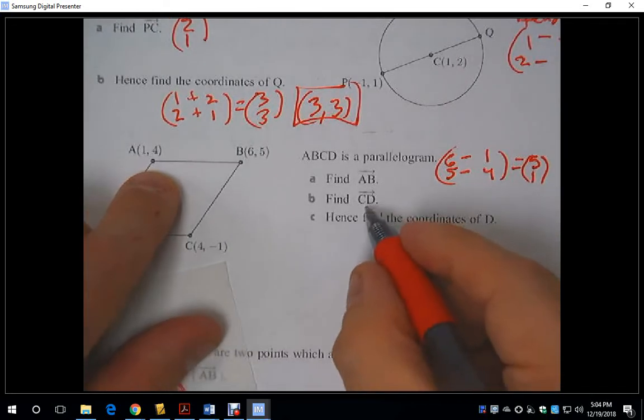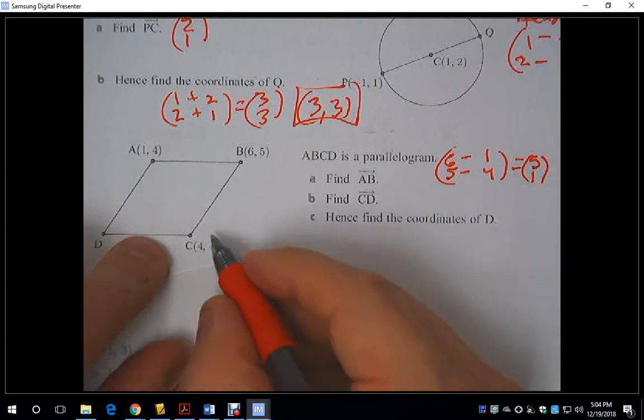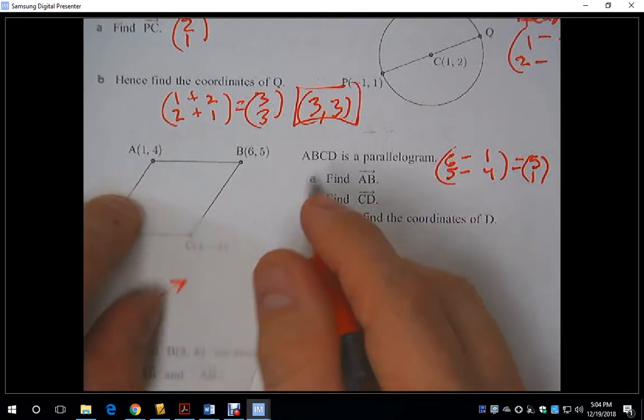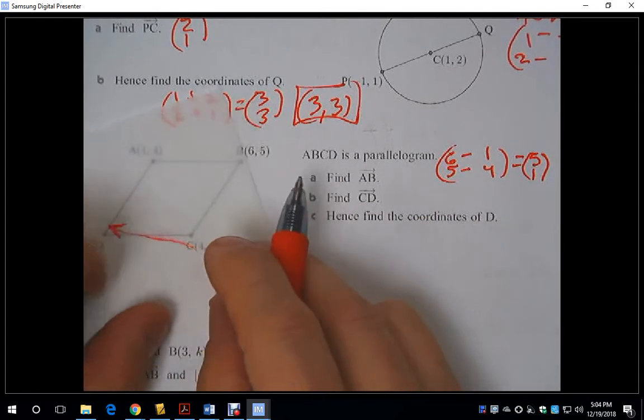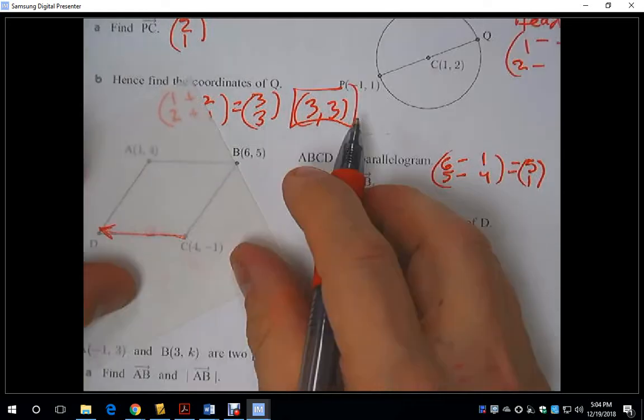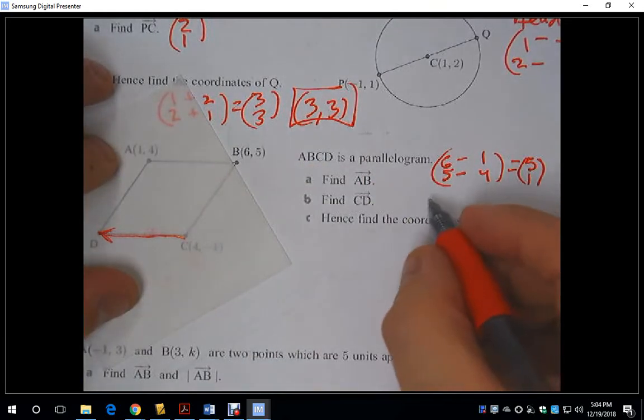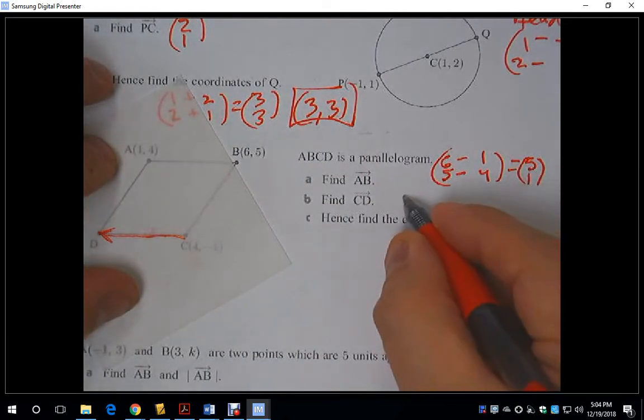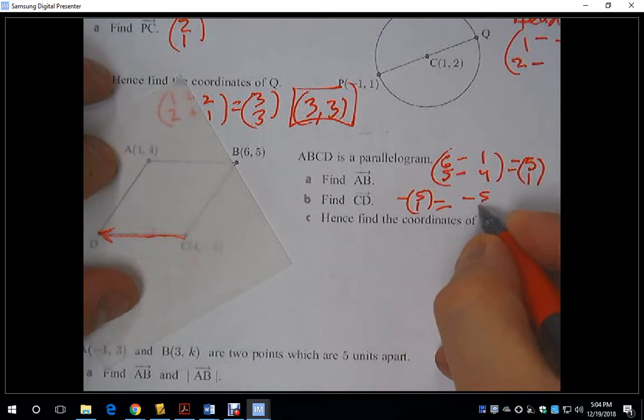And then it says find vector C to D. Vector C to D, we want to find this vector right here. Well, that vector is just the inverse of this vector. Since vector A to B is this vector, and vector C to D is the same vector in the opposite direction, I'm just going to reverse this vector. I have the negative of this vector, or negative 5, negative 1.